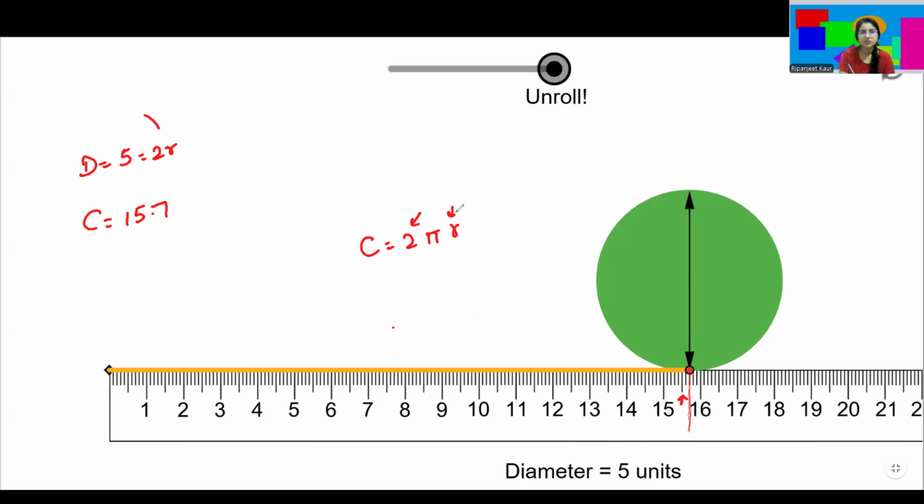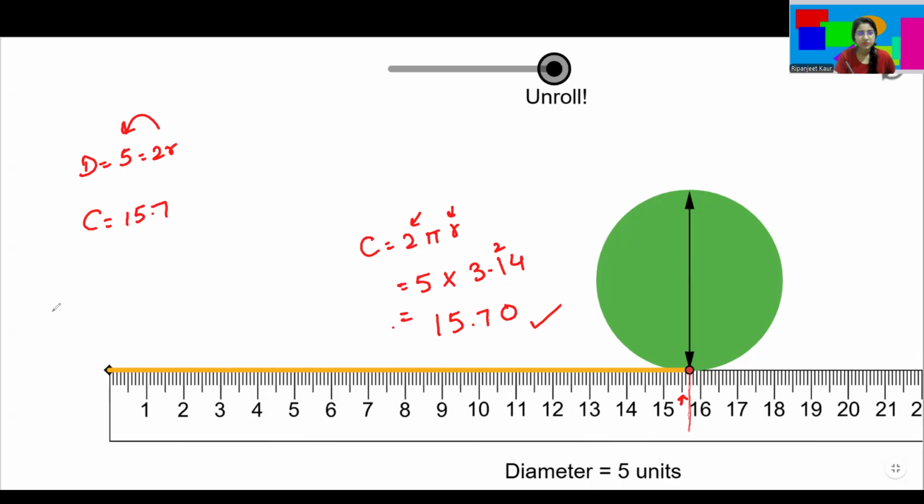5 times 3.14. So over here, 5 times 3.14. 5 fours are 20, 2 carry. 5 ones are 5, 6, 7. 5 threes are 15. See? It's the same.